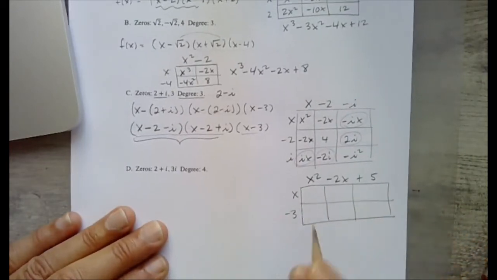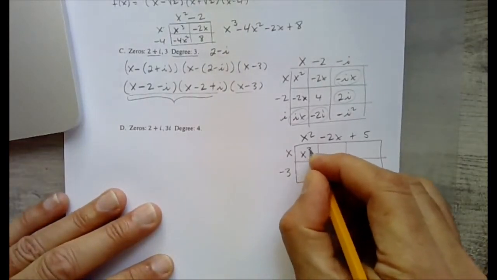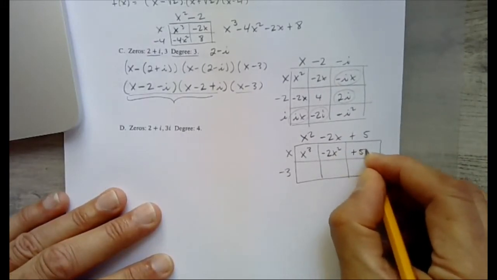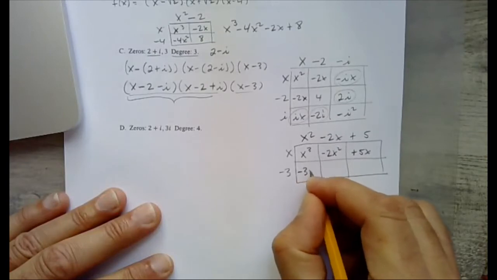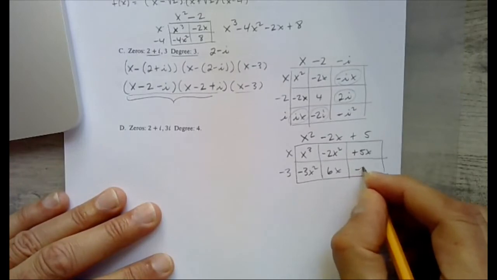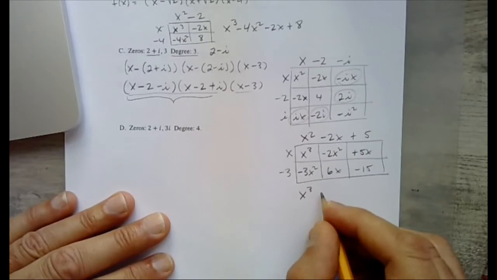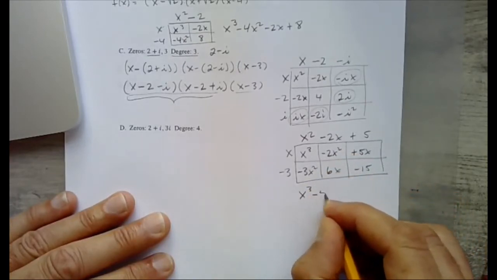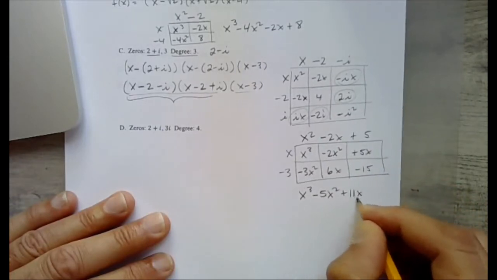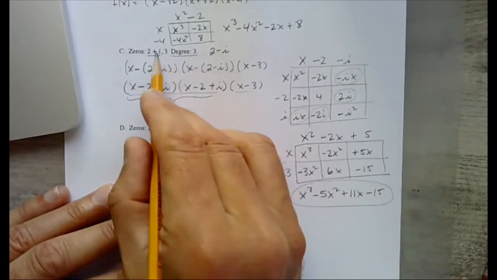And I really find that if you use the table like this, you'll make fewer mistakes. All right, so this will be x to the third minus 2x squared plus 5x minus 3x squared plus 6x and minus 15. Okay, so this will be x to the third. These two are going to give me minus 5x squared. These two give me plus 11x and minus 15. Okay, so this would be the polynomial that has these three zeros.